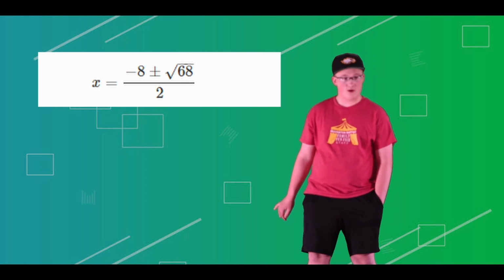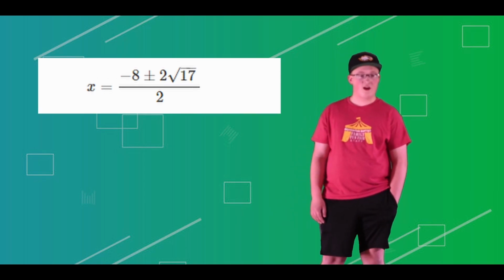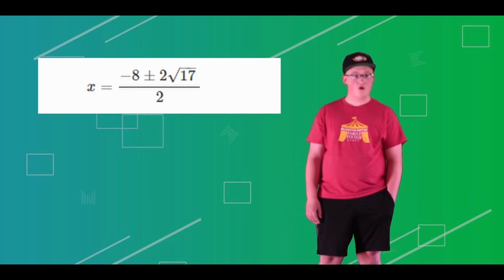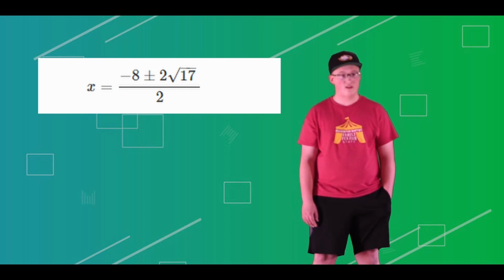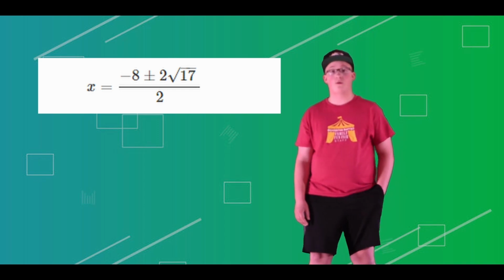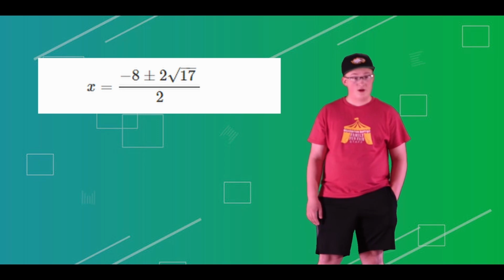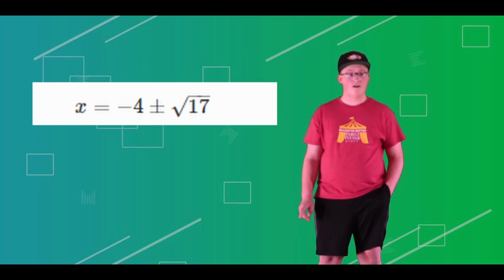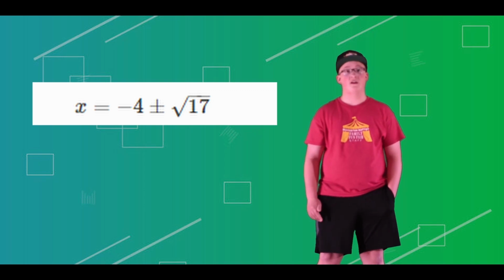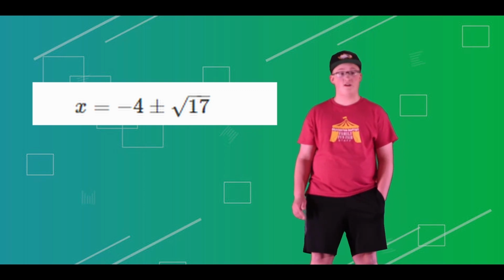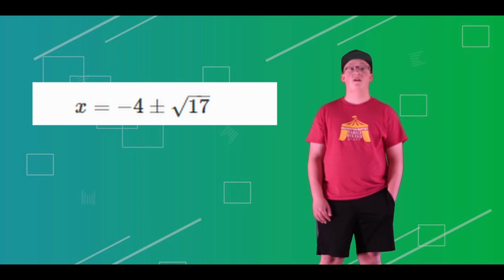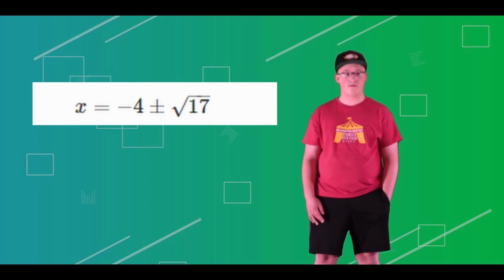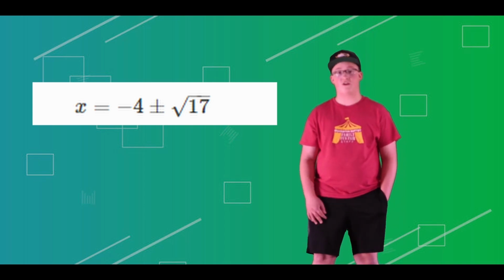Then we can go to x equals -8 plus or minus 2 square root 17 divided by 2. Then, finally, we get to x equals -4 plus or minus the square root of 17. This can't be simplified any further because 17 is not a perfect square. Now we can get into the computer.